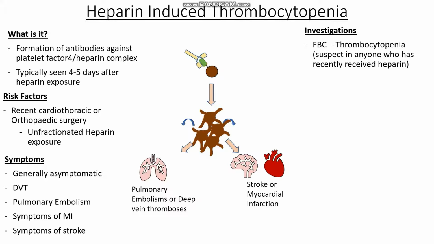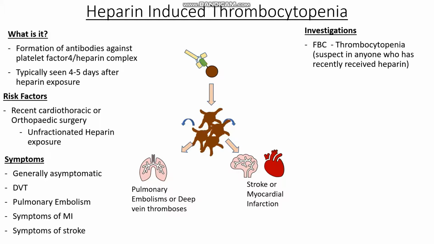So what kind of investigations may we want to do once we suspect heparin-induced thrombocytopenia is going on? Well, first of all, we detect the thrombocytopenia with a full blood count, which usually shows a thrombocytopenia. Now, the thing to mention about heparin-induced thrombocytopenia is that it is actually very, very rare. So it's really important to rule out other conditions that more commonly give you a thrombocytopenia, things like sepsis, things like liver failure.